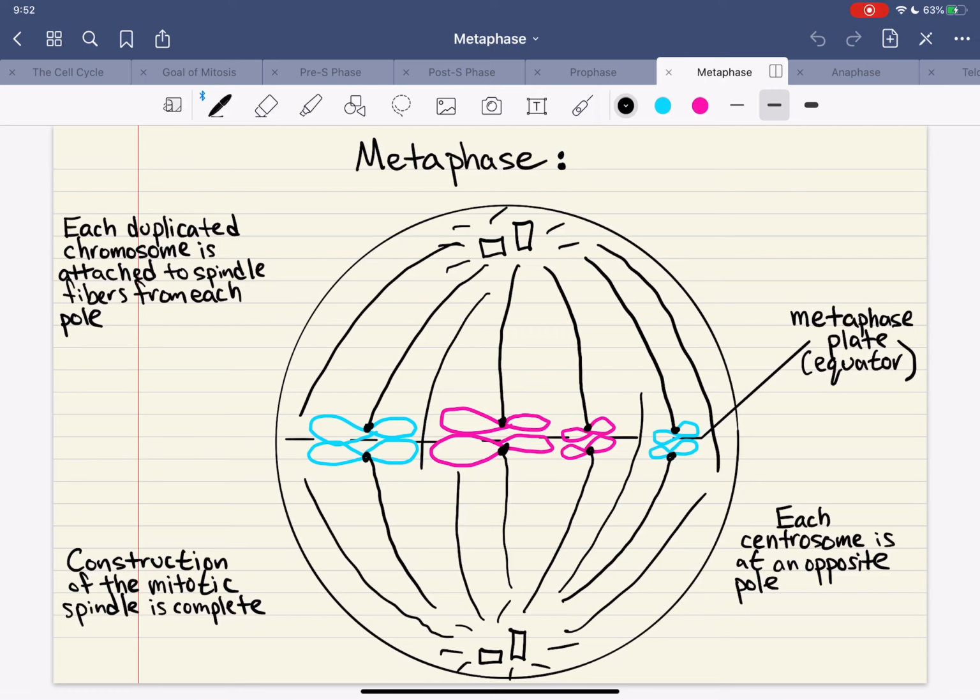I already have this one drawn out. Now you can see the centrosomes are both at opposite poles. And what's happened is each duplicated chromosome is attached to both centrosomes. So one sister chromatid is attached to one centrosome, and its adjacent sister chromatid is attached to the other centrosome. And those centrosomes have lined up the chromosomes at what I call the equator of the cell, also known as the metaphase plate.